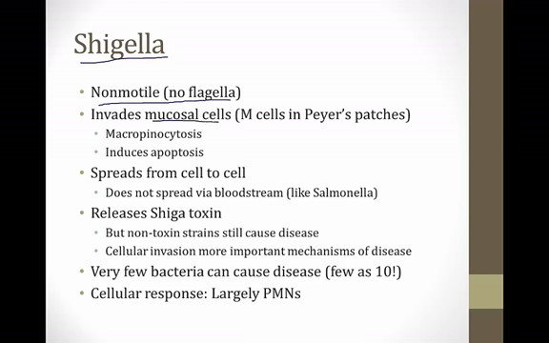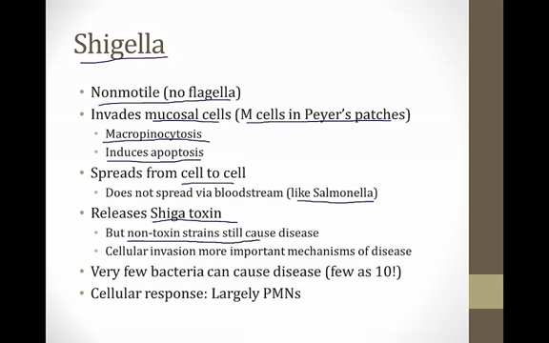Shigella invades mucosal cells. It invades the M cells in the Peyer's patches, and it does this in a very unique way. It triggers the cell to ingest it in a variant of endocytosis called macropinocytosis. And once it gets inside the cell, it induces apoptosis. It spreads from cell to cell, so it doesn't spread via the bloodstream like Salmonella. It jumps from one cell to the next, and it releases a toxin called Shigatoxin, and I talk about this in the module on virulence.